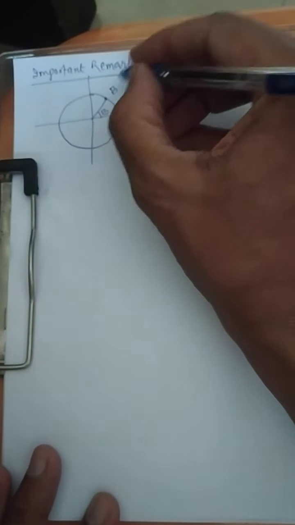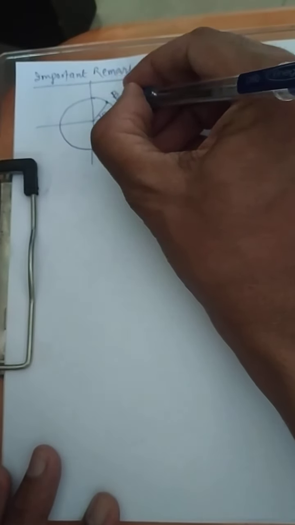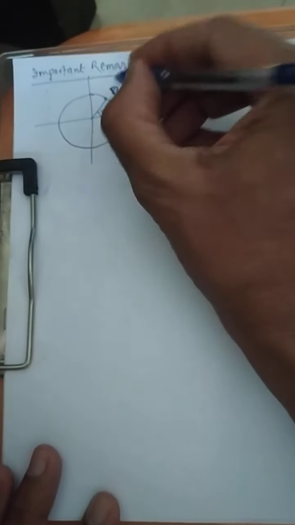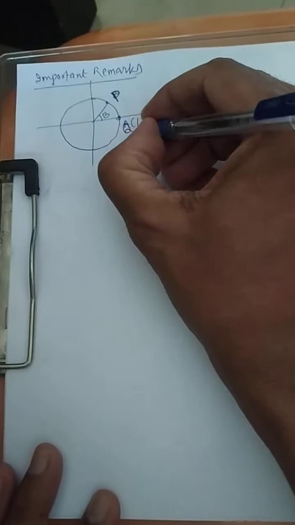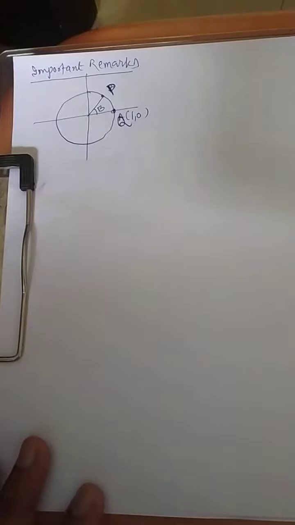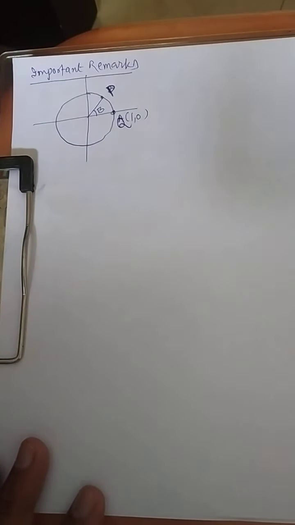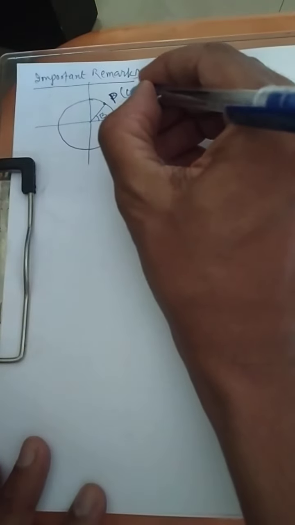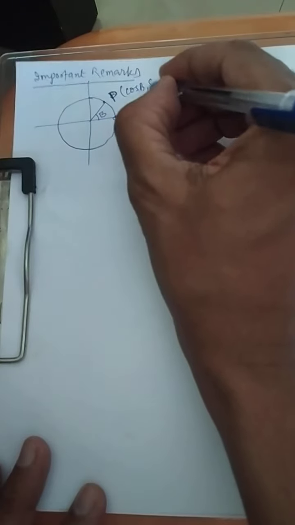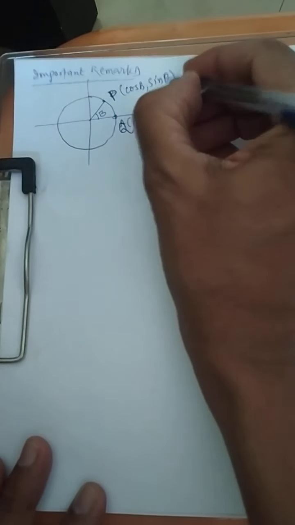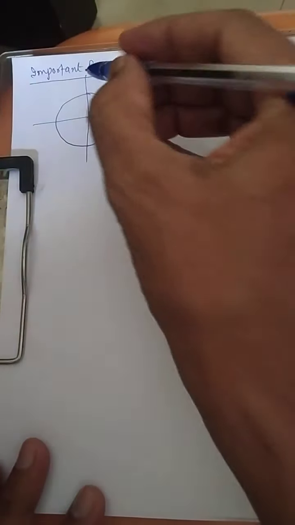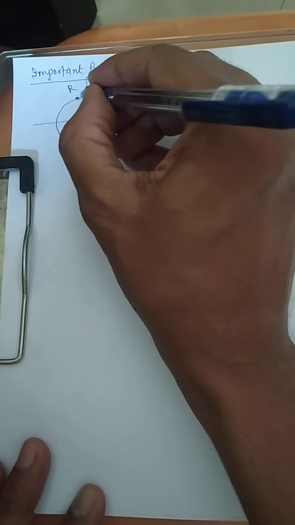Let us consider B. So this point I will call P. This is Q, because I have to use A and B for the angle. Now the point P is nothing but cos B and sin B. Do you agree? Okay. There is one more point here. Say this point is R.